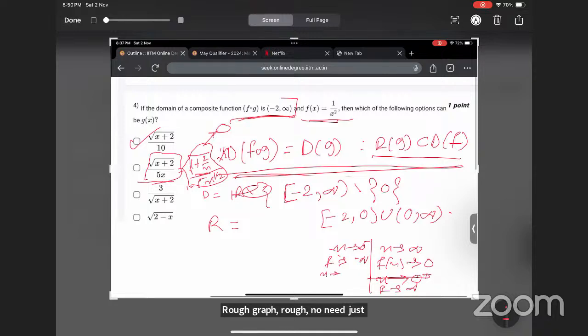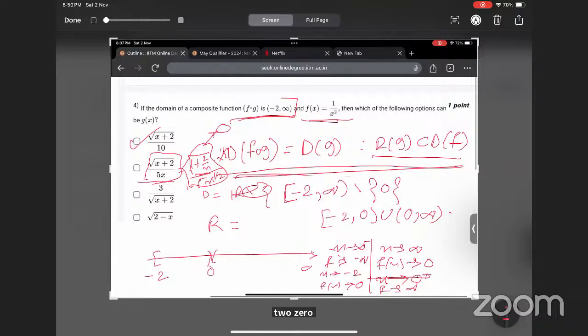And what if x is tending to -2? Then this function will be tending to 0, right? So let's see the domain: -2 to 0 and 0 to infinity. This is the domain, right? So when x is tending to infinity, the graph is tending to 0. That means something like that, right?